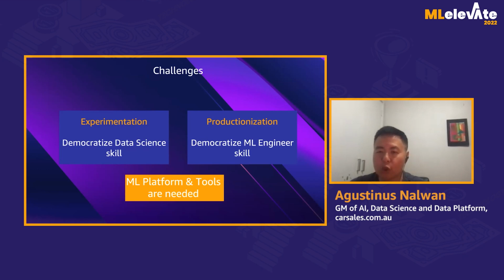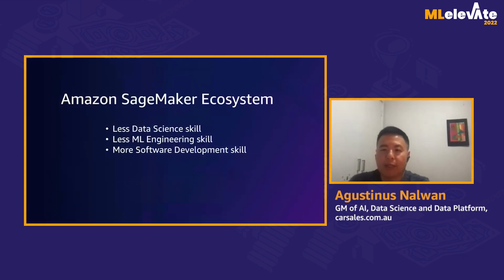And in order to solve these two problems, one of the key components is the ML platform and tools, which we need to have in order for this strategy to be possible. So this is where the Amazon SageMaker ecosystem comes in handy. It's a very awesome ecosystem which lets an organization with less data science skill and less ML engineering skill, but a lot of software development skill, succeed.